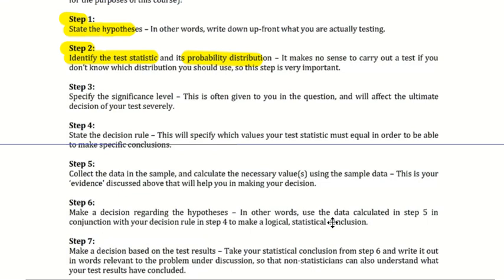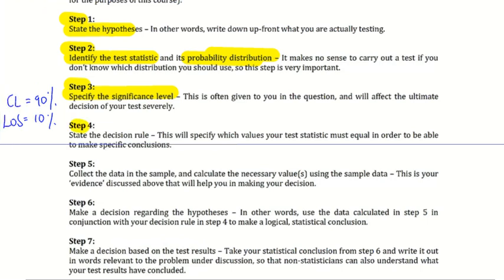We need to be able to identify that, because when we start to do our test, I can only test and use the correct table based upon what type of distribution I'm dealing with. Step 3, specify the significance level. And remember what we spoke about previously, just by way of example over here. If my confidence level is 90%, then my level of significance is always the other side of it, which will be 10%.